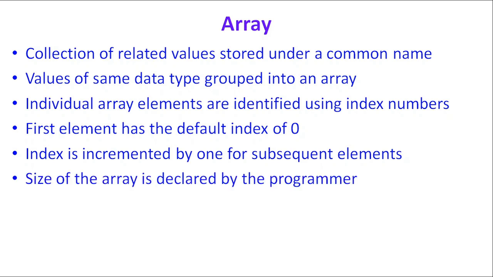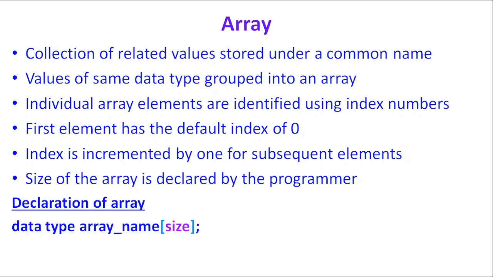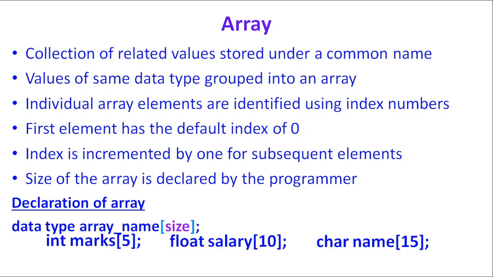An array can be of any size, so the programmer must declare the size of the array during declaration. This is the syntax of array declaration. In this example, 3 arrays are declared. Just like the variable declaration, the data type is mentioned first, followed by the name of the array. Size of the array is mentioned within the square brackets. Remember, size must be an integer value.